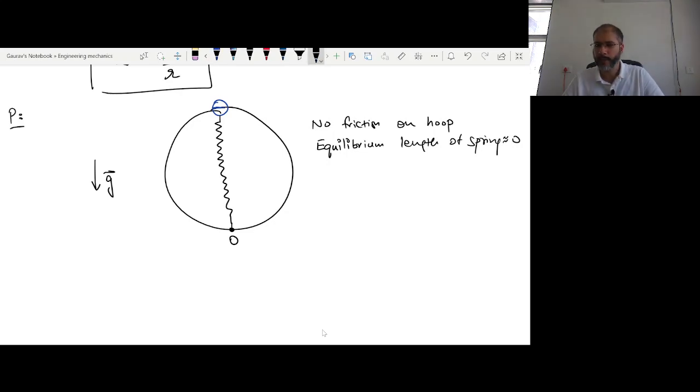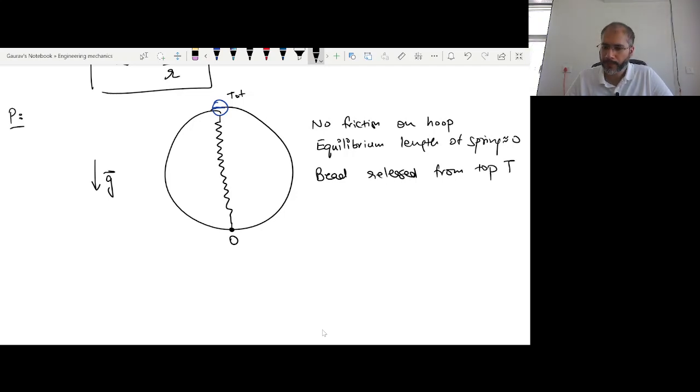So the bead is released from the top. This is top. So when I say released, that means at the top it did not have any speed, and we have to find the speed of the bead when it reaches the bottom position.